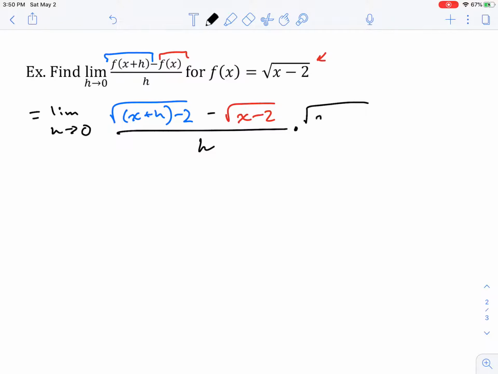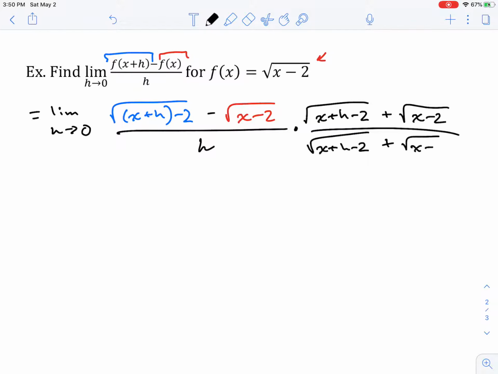So again, hang with me, it's a bit of writing, but the square root of x plus h minus 2, this time plus the square root of x minus 2. That's the conjugate of the entire numerator. And this is going to help me negate a lot of these radicals. The square root of x plus h minus 2 plus the square root of x minus 2. And here we go. This is just a difference of squares.